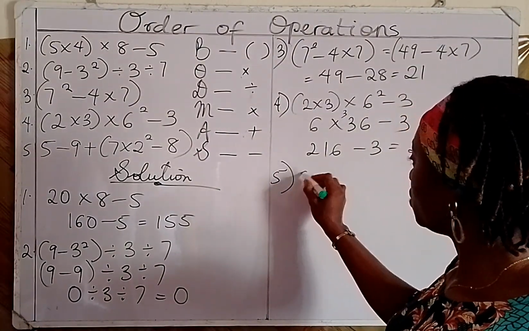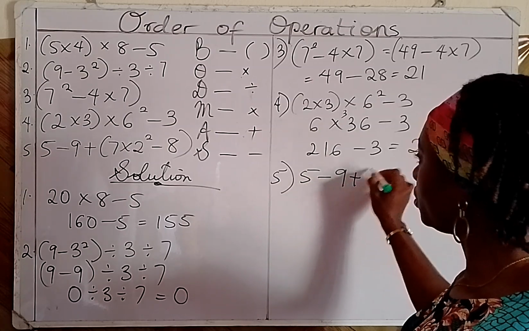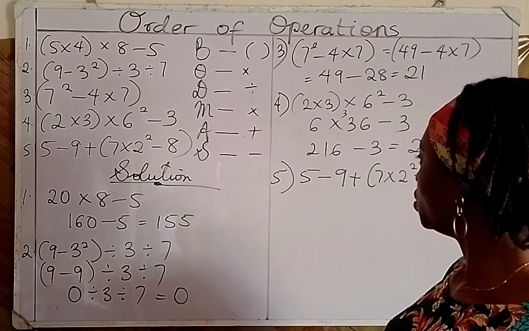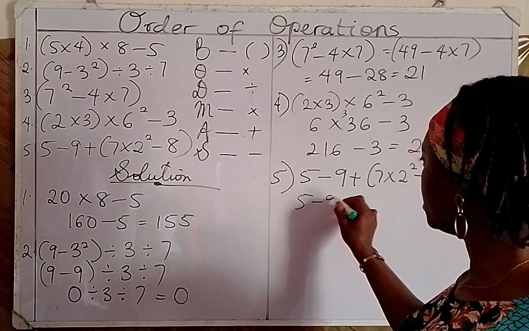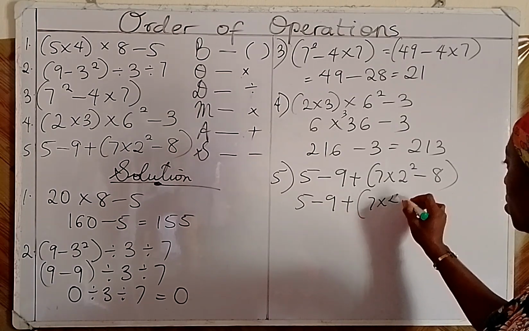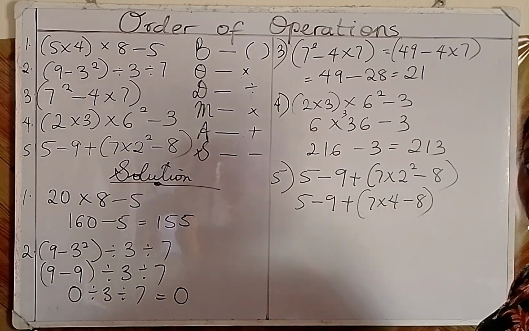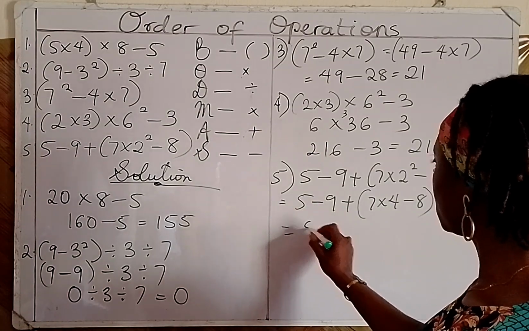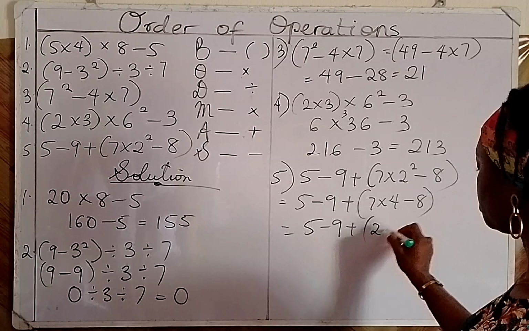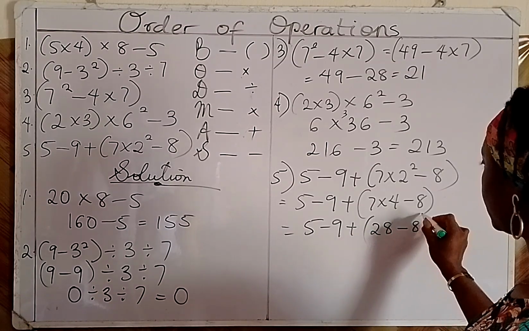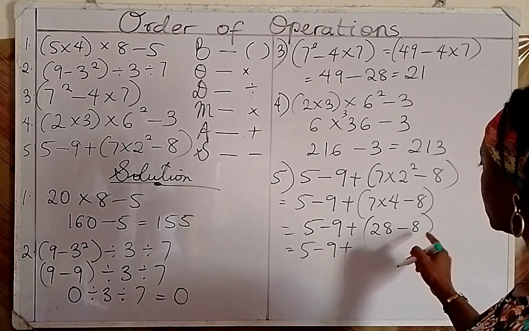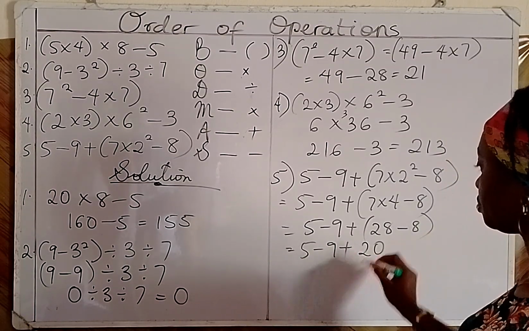Question 5. We have 5 minus 9 plus 7 times 2 squared minus 8. Okay, so this is 5 minus 9 plus 7 times 4 minus 8. Okay, so this becomes what? 5 minus 9 plus 7 times 4 is 28 minus 8. And this is 5 minus 9 plus 28 minus 8 is 20.